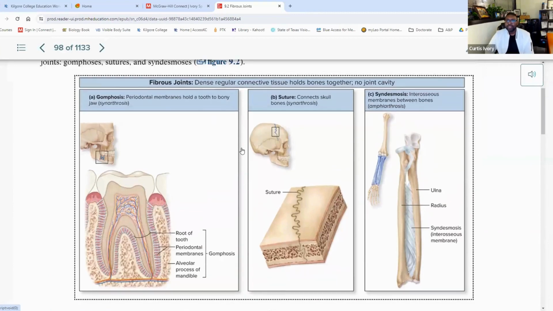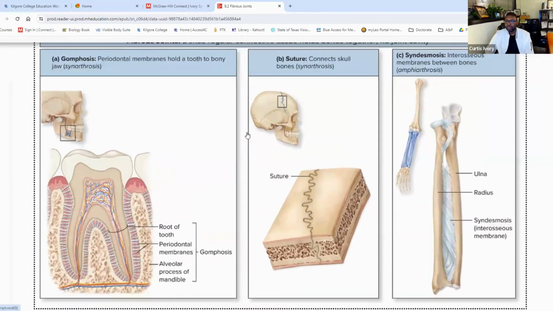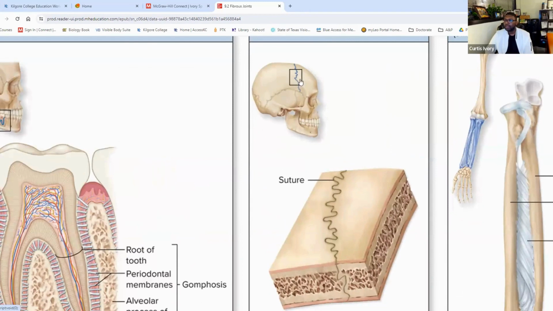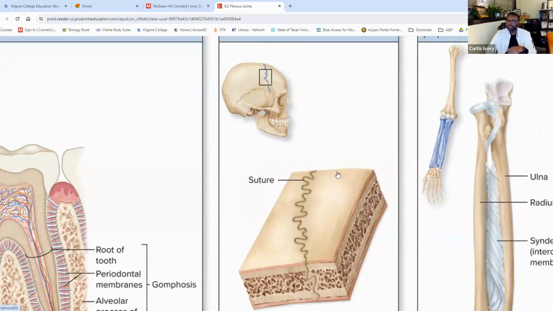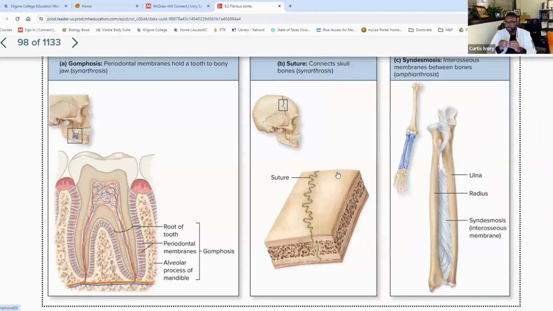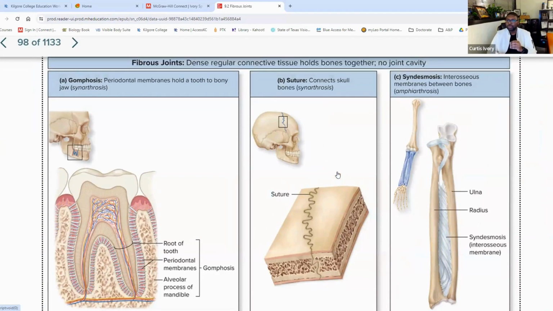Then you can have a suture, which we see typically in our skull, because remember, we have to give that room to expand until we're done developing. And a suture actually kind of looks like if you've ever sewn something with a needle and thread. Or if you look on your clothes, you see that there's stitches. That's kind of what that suture looks like. Those do not move at all. So those are referred to as synarthrosis.